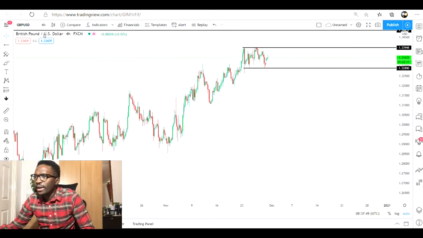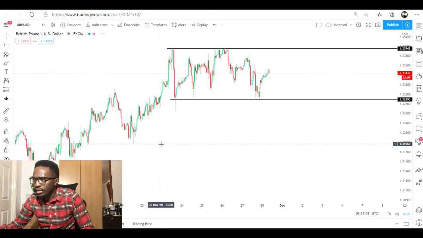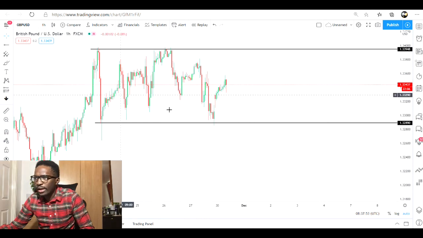So if the market does end up breaking out of this channel, then you are going to try and position yourself in a way that you're going to go long, and those are the two key levels that you need to pay attention to at the top end of the channel.